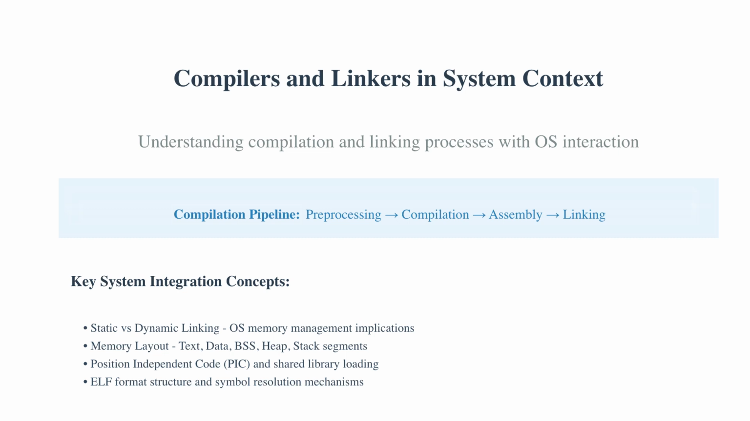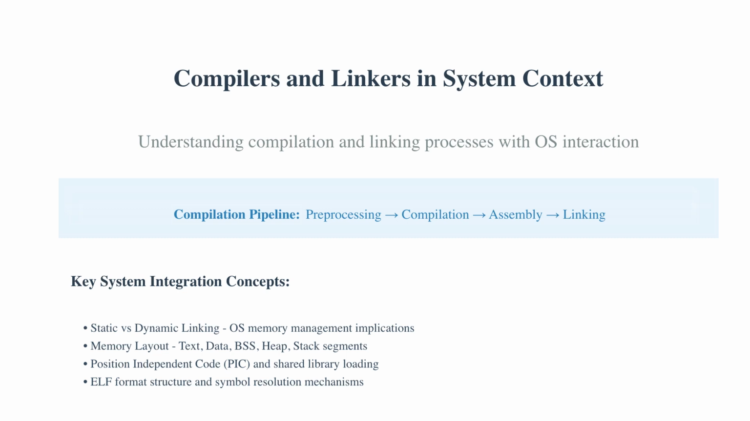We have four distinct phases: preprocessing, where macros and includes are expanded; compilation, where source code becomes assembly; assembly, where we get machine code; and finally linking, where everything comes together into an executable. Each phase has specific interactions with the operating system. Now, here are the key system integration concepts we need to master. These aren't just academic concepts. They're the foundation of how modern software actually runs on your machine.